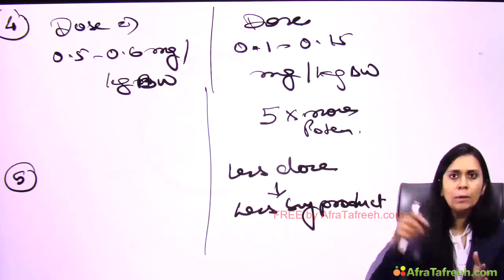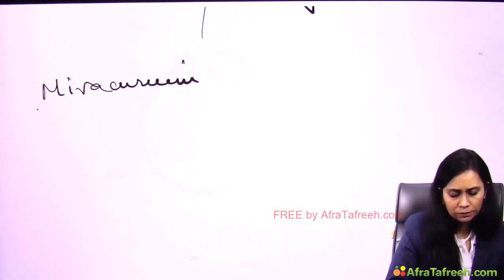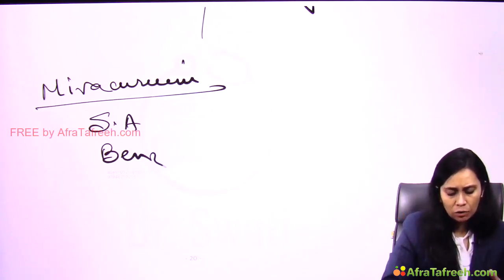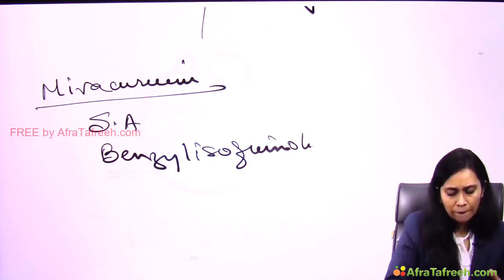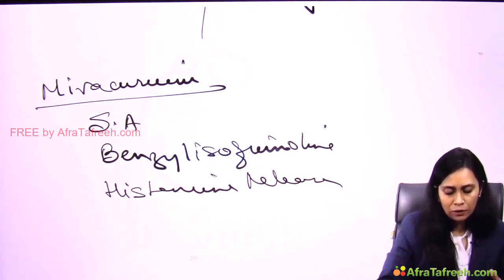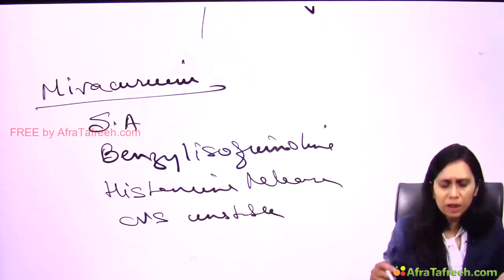Okay? Now coming to the last non-depolarizing neuromuscular blocker, mivacurium. So what do we know about mivacurium? Common points from the chart: short acting, benzyl isoquinoline, histamine releaser, cardiovascular unstable. These points are clear from the table itself. I've just repeated it here.